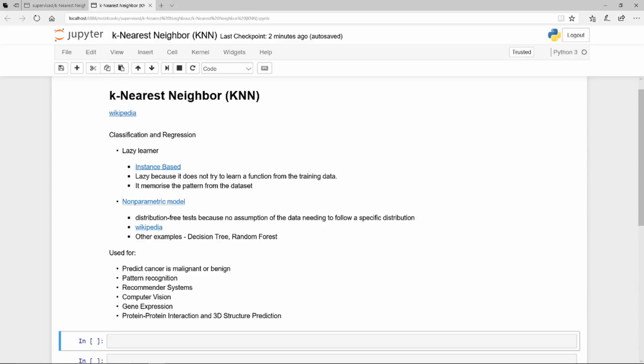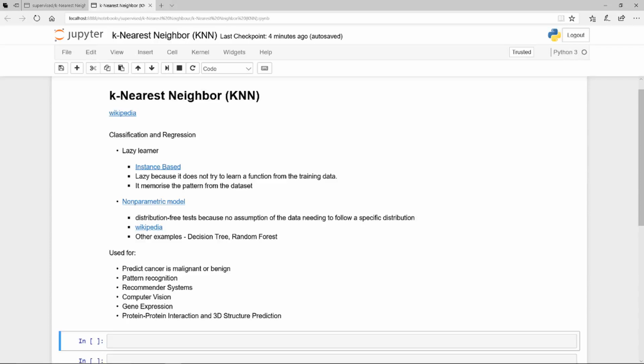Now, the second feature of k-nearest neighbor is that it is a non-parametric model. What that really means is that it's a distribution-free test because there is no assumption of the data needing to follow a specific distribution. Now, the common definition or specific requirement is that it needs to be normally distributed in some way, shape, or form.